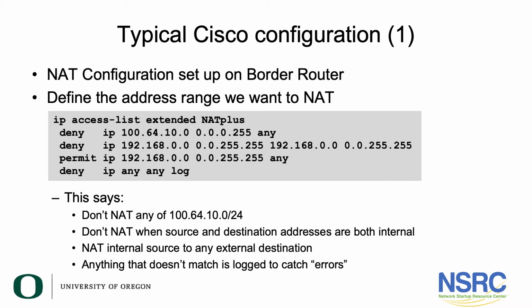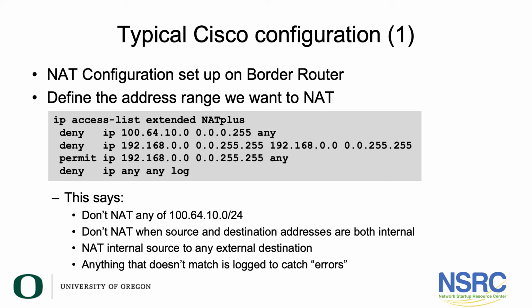So this means the first line is 164.10.0/24. You flip it because it's a wildcard mask. So deny from that /24 any, and the second deny rule says deny anything from 192.168 to 192.168 with a wildcard mask of a /16. Note that inside these access lists, a deny statement means do not NAT. It will still pass the packet, but it will just not NAT it.